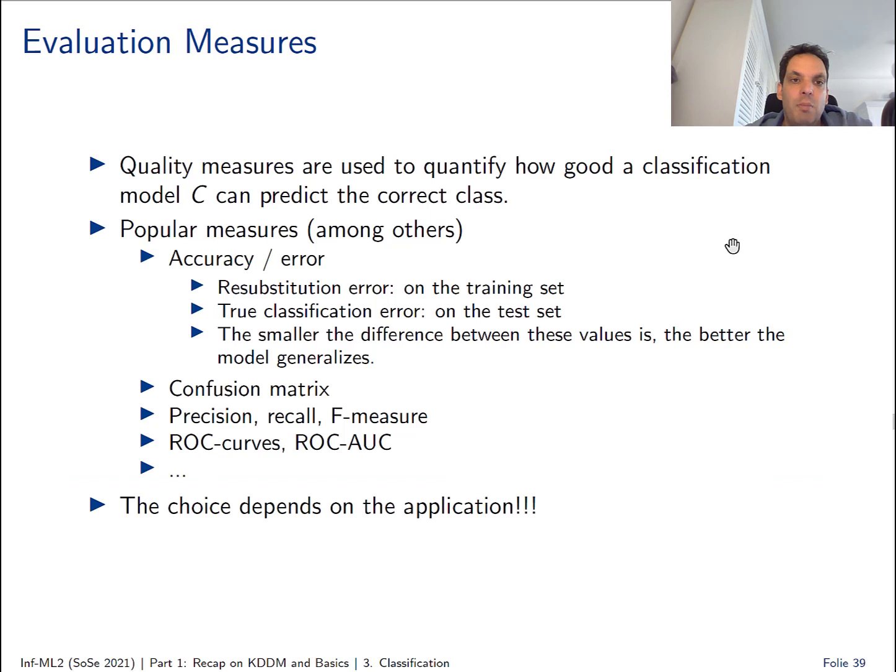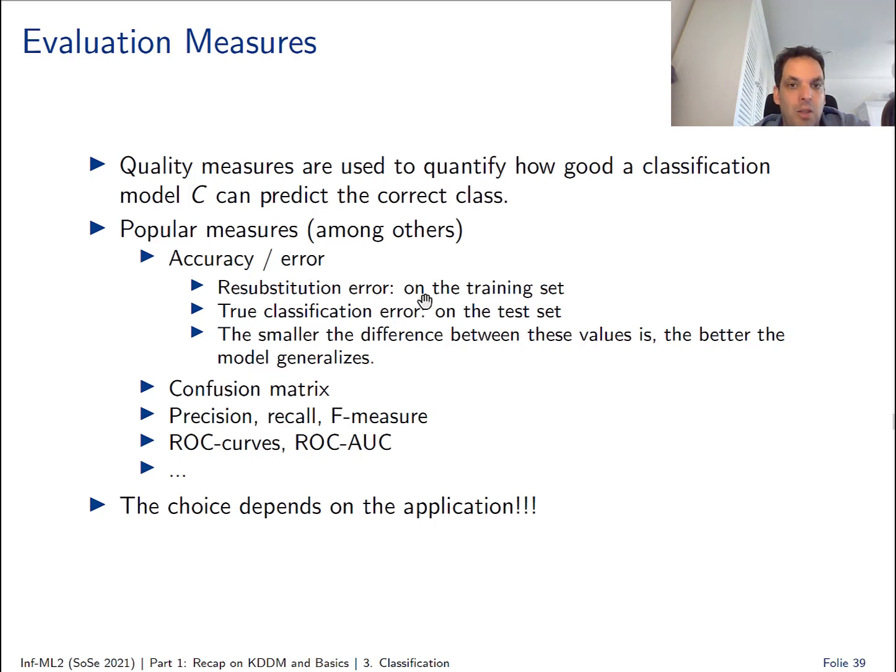Evaluation measures, just very shortly. Of course, we want to quantify how well a classification model can predict the correct class. Popular measures are accuracy and error, which are somehow orthogonal: accuracy is 1 minus error, and the other way around. Resubstitution error is the error on the training set. True classification error is the error on the test set. The smaller the difference between these values, the better the model generalizes.